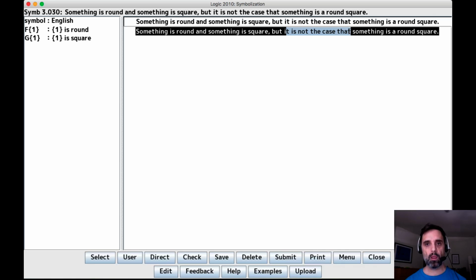So the and looks like it could do it. Right, there's one sentence, something is round, and here's another sentence, something is square, but it is not the case that something is a round square. This but can also do it. It would leave us with something is round and something is square, and it is not the case that something is a round square. This something, for example, doesn't, because if it were the main connective, then the whole sentence would just be this determiner phrase and then a verb phrase. But there's all sorts of other stuff in the sentence.